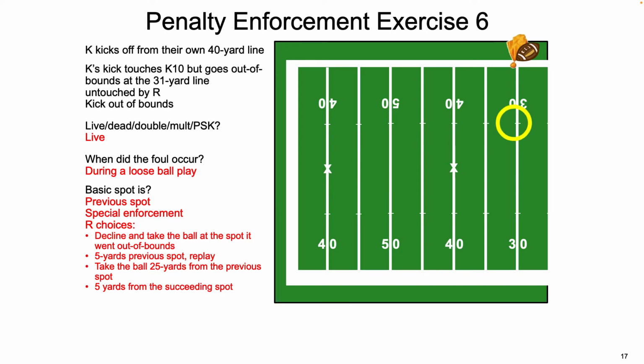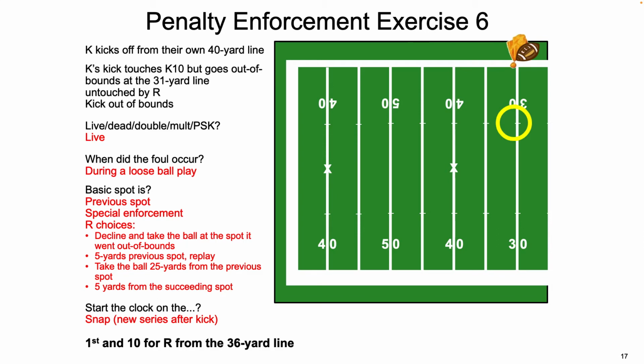And if you remember our little table, ball went out at the 31, so in this case the best choice is 5 yards from the succeeding spot, so they get the ball at the 36. The clock would be started on the snap because we have a new series after a kick. So we'd march off 5 from the 31 to the 36. That'd be first and 10 for R at the 36.